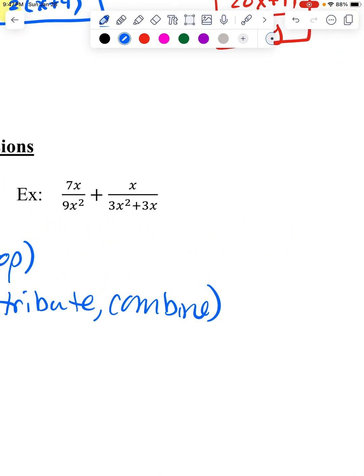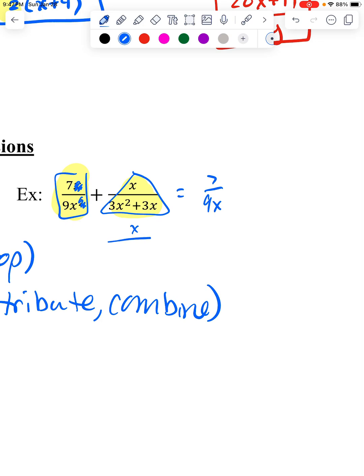The first thing we're supposed to do, if you're looking at the notes, is see if each one individually reduces at all. Here I can see that I could cancel out this x, which would cancel one of these. So my first one becomes 7 over 9x. Here I have a triangle, but I can see that there's an x in each part.